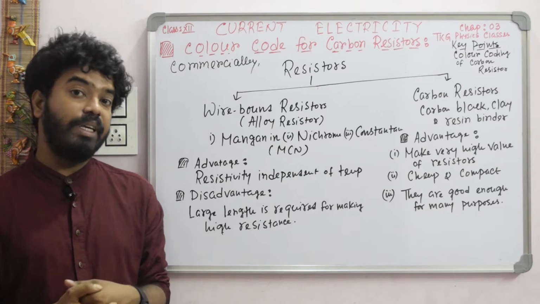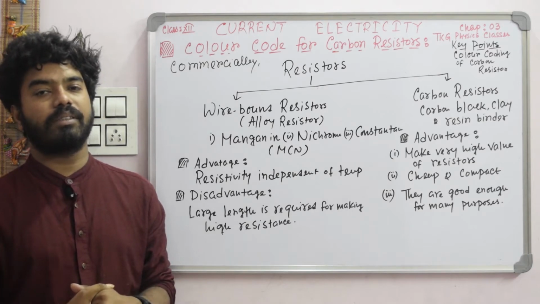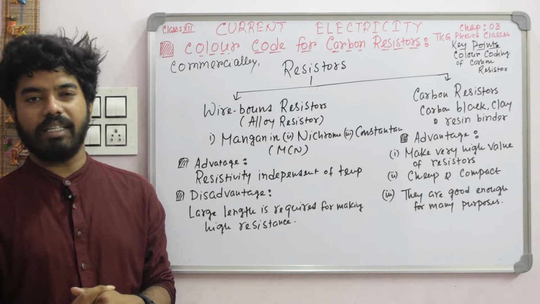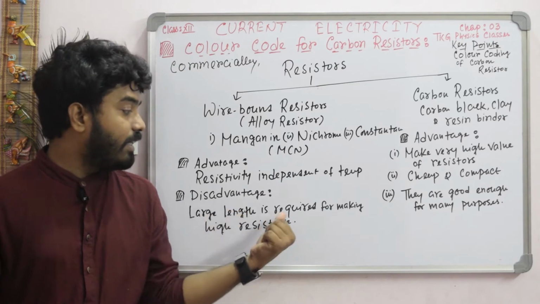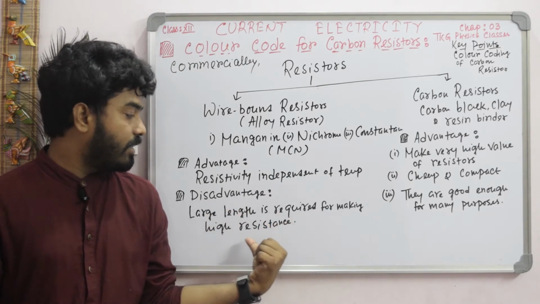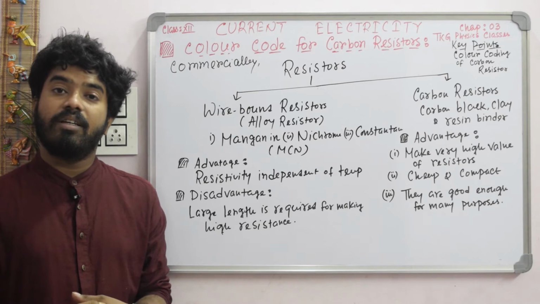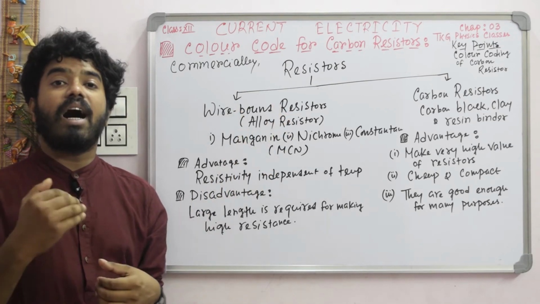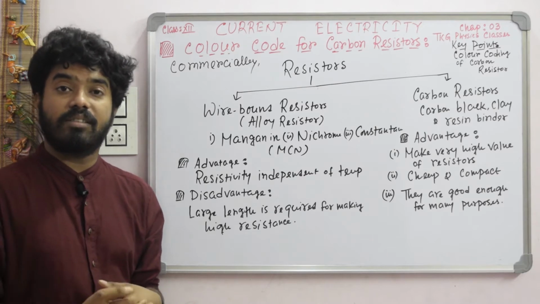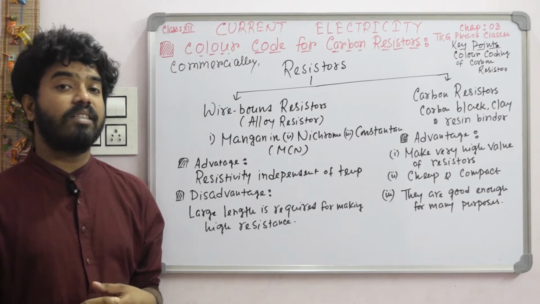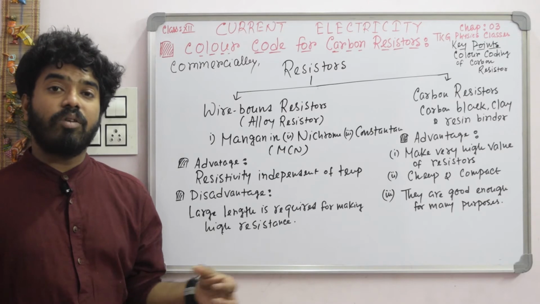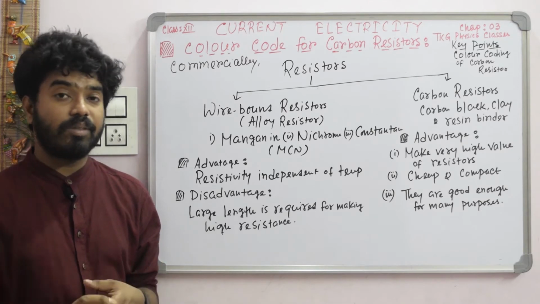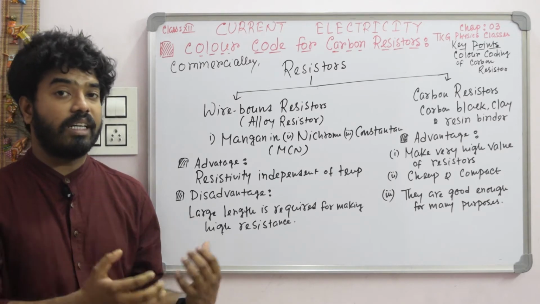Now there is another big disadvantage of using this, and the disadvantage is that a large length is required for making high resistance. Using these types of resistors, we cannot easily make high resistance. For making high resistance, we require a large length of wire, and that is expensive for us. So this is the disadvantage.